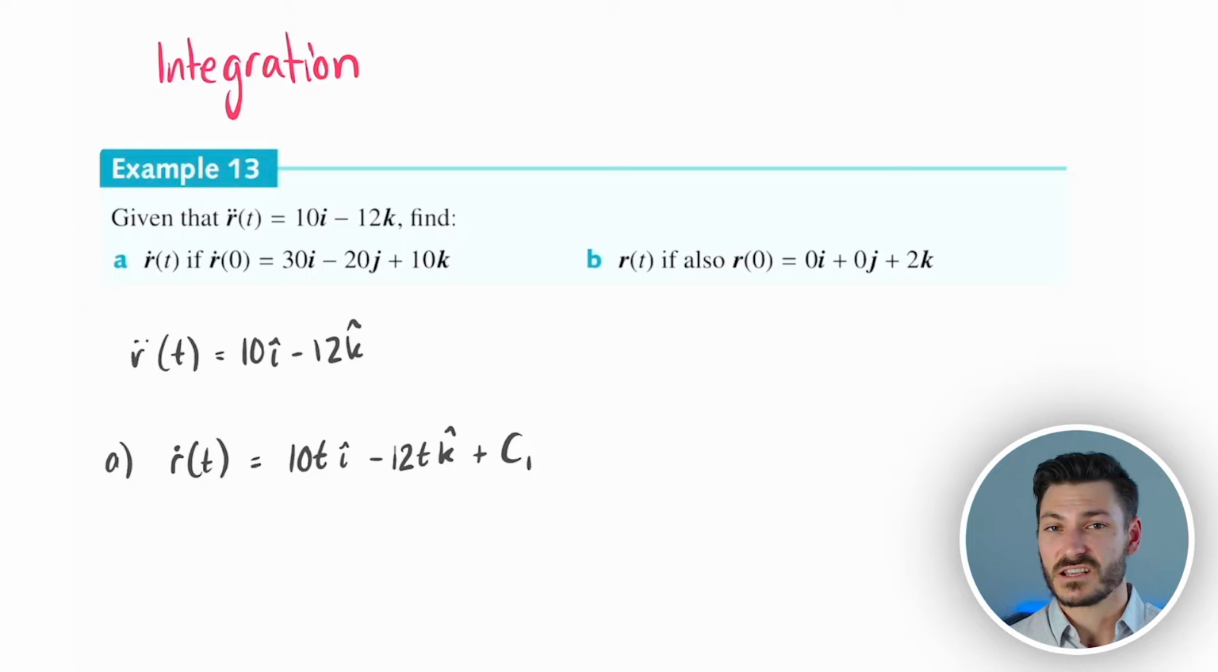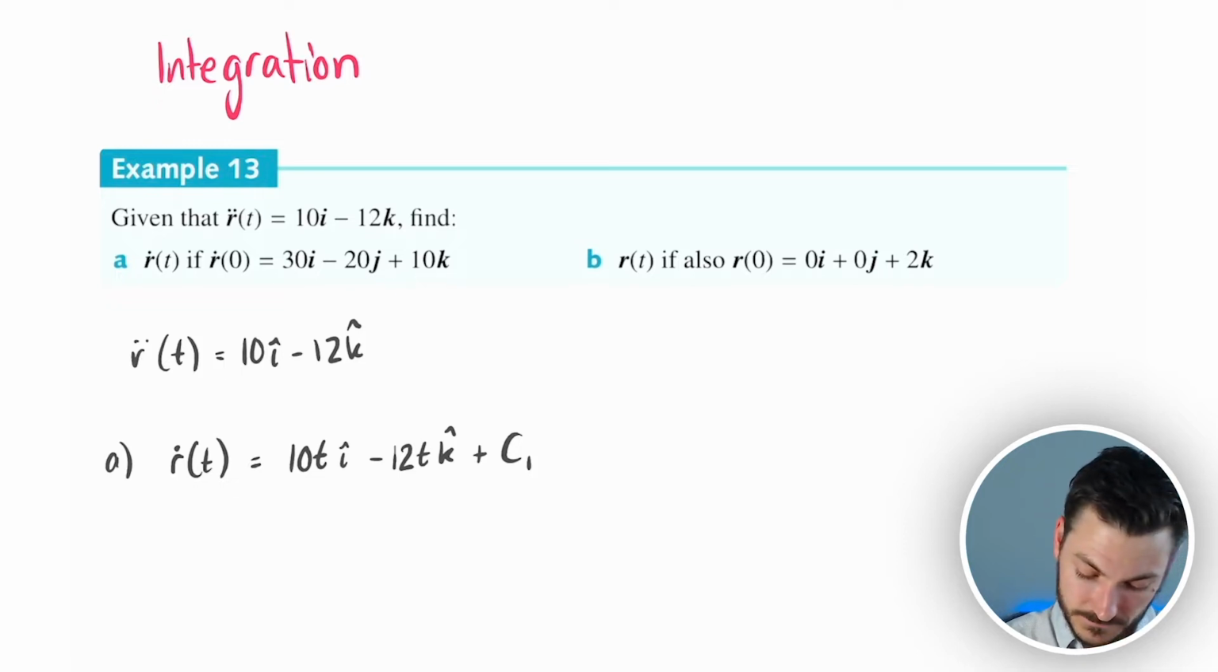I prefer that to using C, then D, then E, then F, and so on, because it can just get confusing with all the different variables. So I like to use C no matter what for constant of integration. Right now I need to find out what the constant of integration is by using my initial condition, which is here. 30i minus 20j plus 10k is the initial velocity.